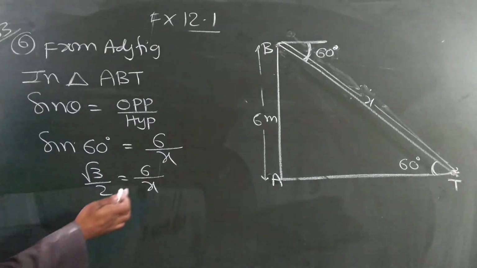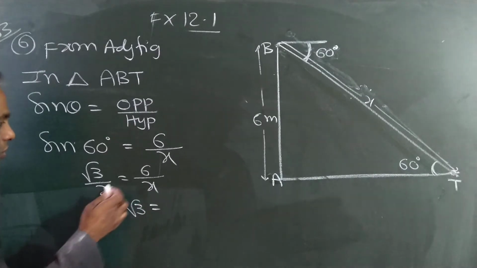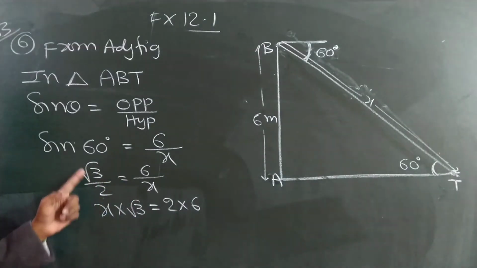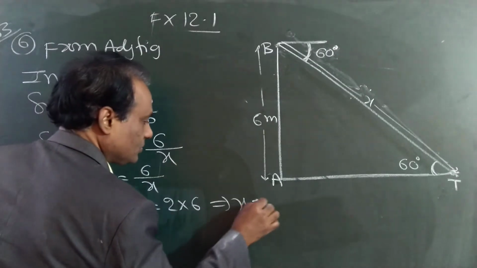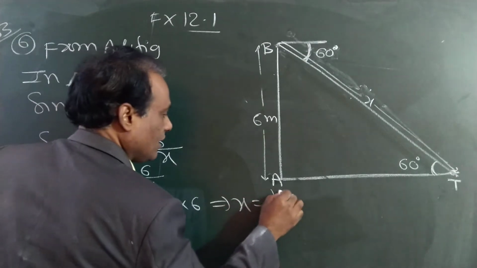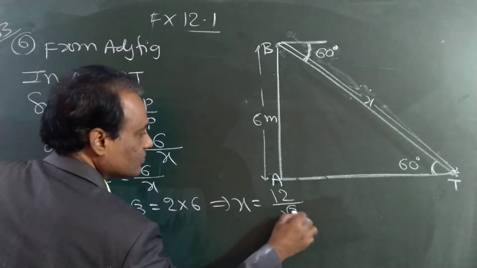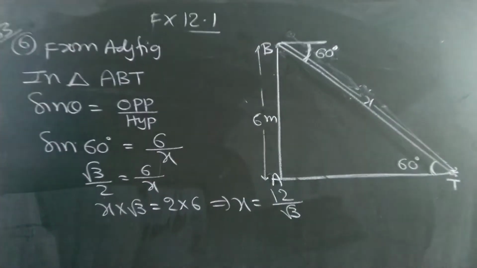Now cross multiply. X into root 3 is equal to 2 into 6, 12. So x is equal to 2 sixes are 12, 12 by root 3. This is the answer.